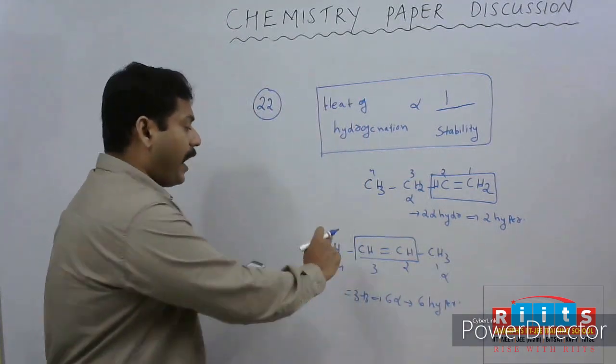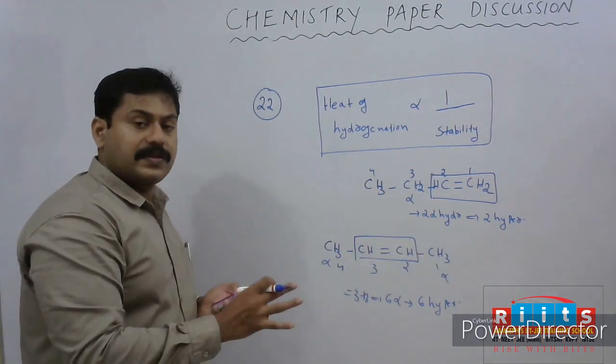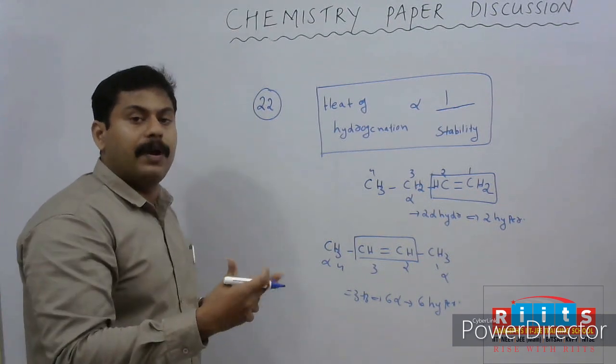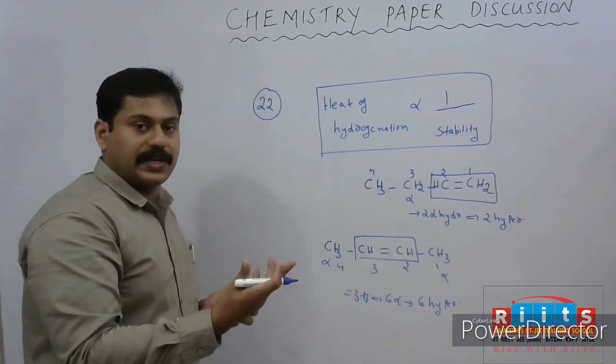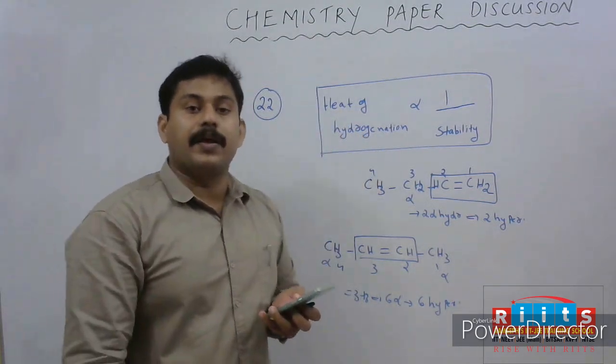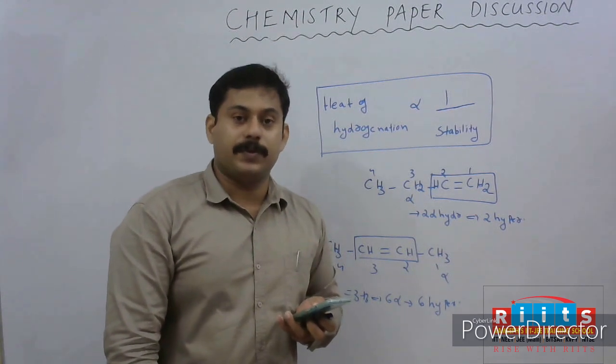So trans form and cis form: you know that this CH3 and this CH3 are opposite in trans. So cis and trans both will have the same number of alpha hydrogens, but which is more stable? Trans-butene will be more stable. So the more stable one will have the least heat of hydrogenation. So the correct answer will be trans-butene only. Thank you.